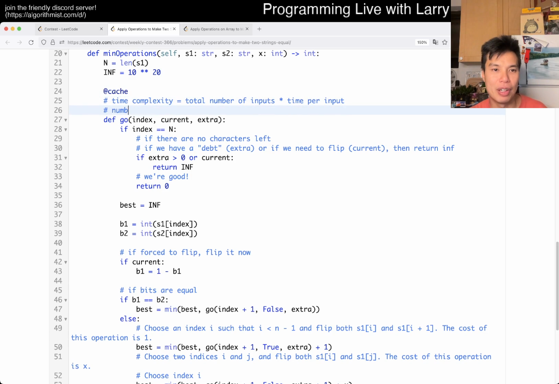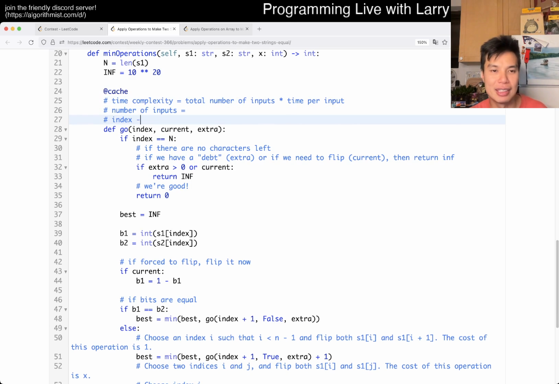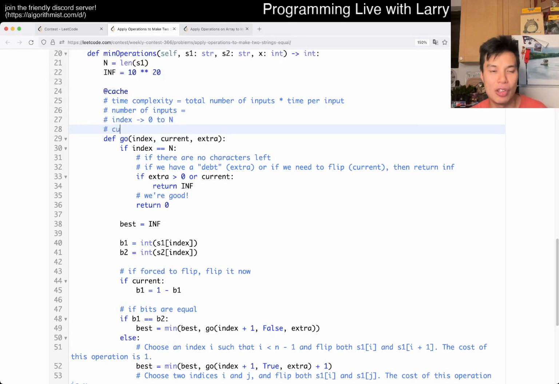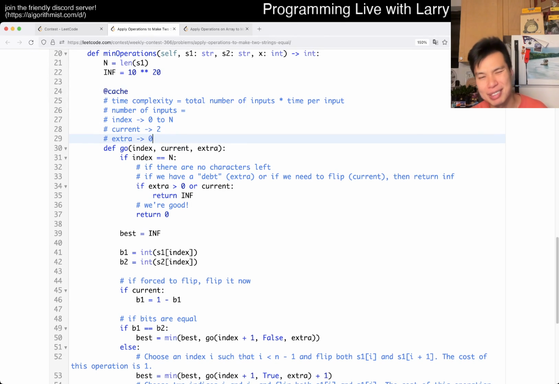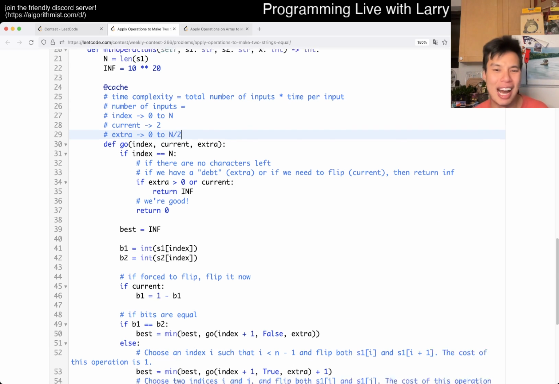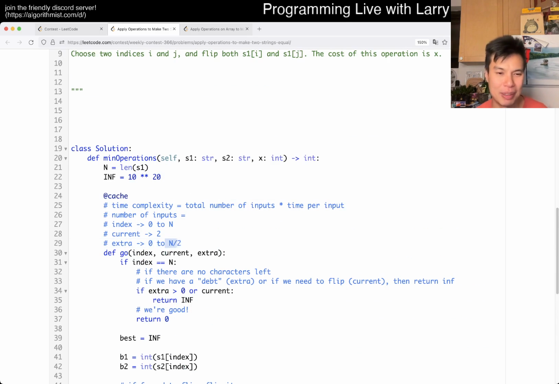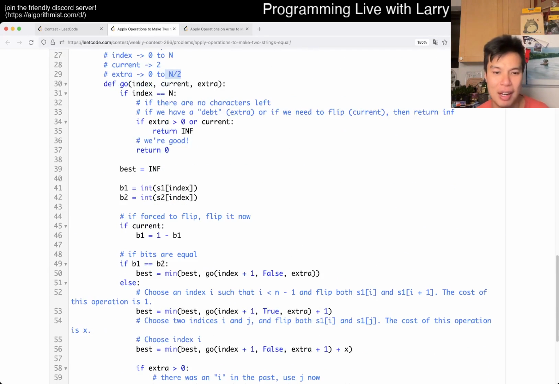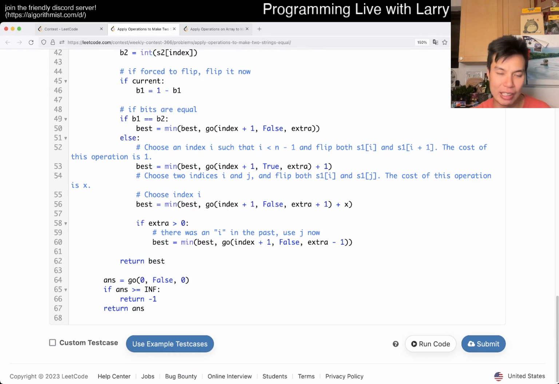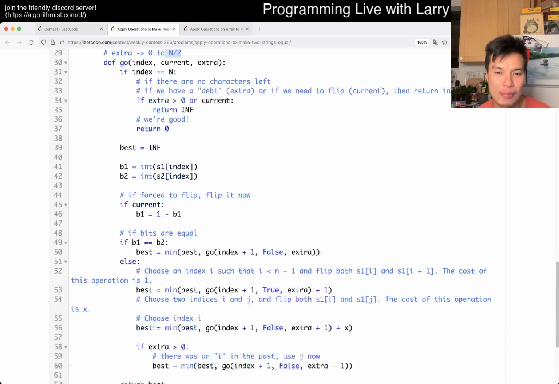And the number of inputs is going to be equal to, well, index is 0 to n, current is going to be true or false, so 2 of them. And extra can also go from technically 0 to n. Maybe you could say 0 to n over 2 if you're really careful. I didn't really implement it this way, because it actually can run faster if you do that. It'll be twice as fast, if nothing else, because you're cutting off the branches that will always be impossible.